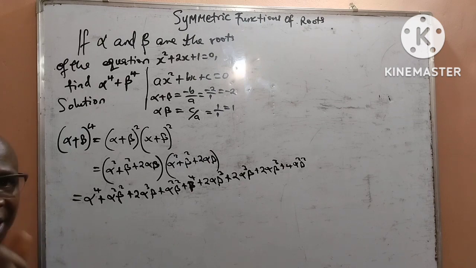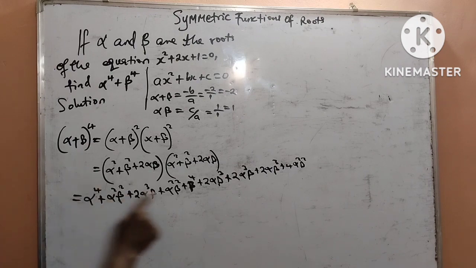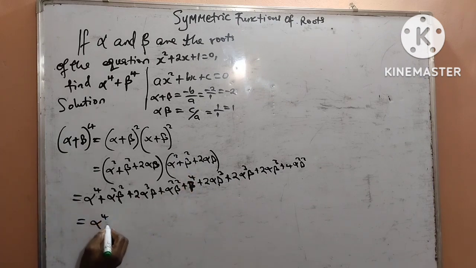Watch very carefully at this point and see what we do. I want to start from the highest degree. Power 4 is here, alpha to power 4. Here I have beta to power 4. I want to bring them together, and that is going to be alpha to power 4 plus beta to power 4.